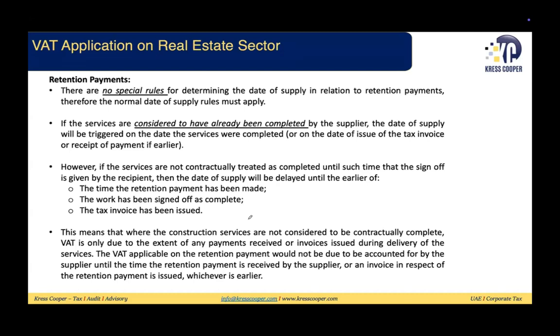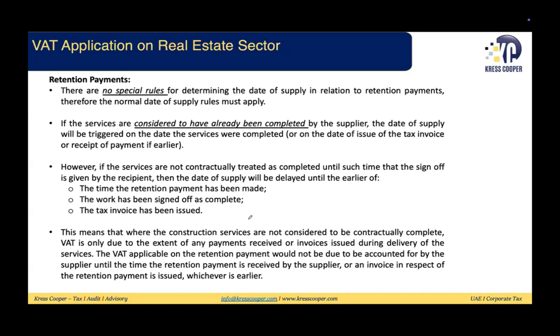Retention payment: there is no special rule for the retention. If the building has been completed, work has been done, and it has been accepted by the owner, then out of these three things, invoice, money, whichever is coming earlier, it will be subject to tax. But sometimes owners are holding some portion of the money, 10%, 15%, as a retention payment. They are usually releasing this money after the defect liability period.